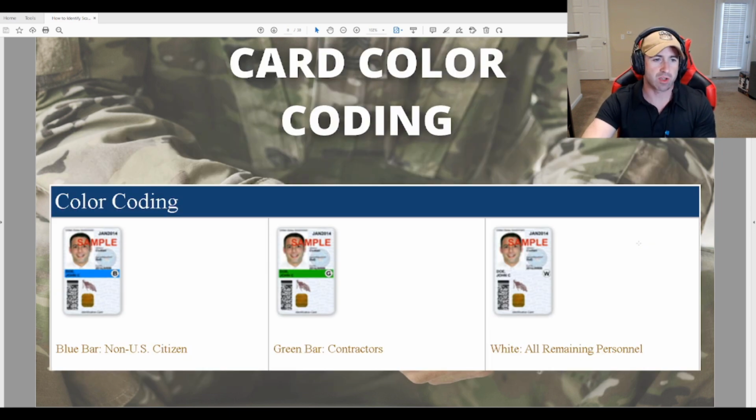These are color codings for the card. These are common access cards. You have the blue, which is a non-US citizen. You have green, which is a contractor. And then you have white, which is all remaining personnel through all the branches. Just know these are the three. This is right off the DoD website. This is public information. I'm just giving it to you in the simplest way I can.